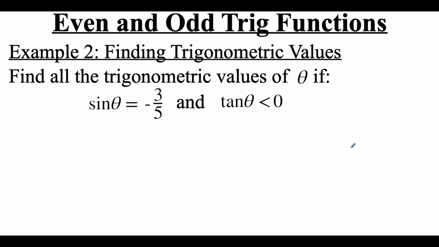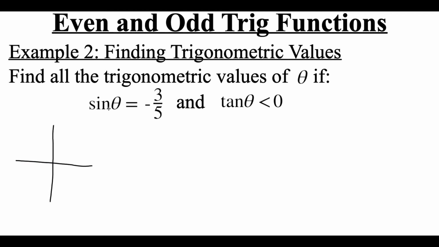Last example I want to look at in this video is using what we know about some trig values to help us find missing trig values. So here we're told that the sine of some angle theta is negative 3/5, and we're also told that the tangent of that same theta angle is less than 0, so it's a negative value. So I want to use these two pieces of information to first help me draw a picture, and then I'm going to use that picture to help me find all of my missing trig values.